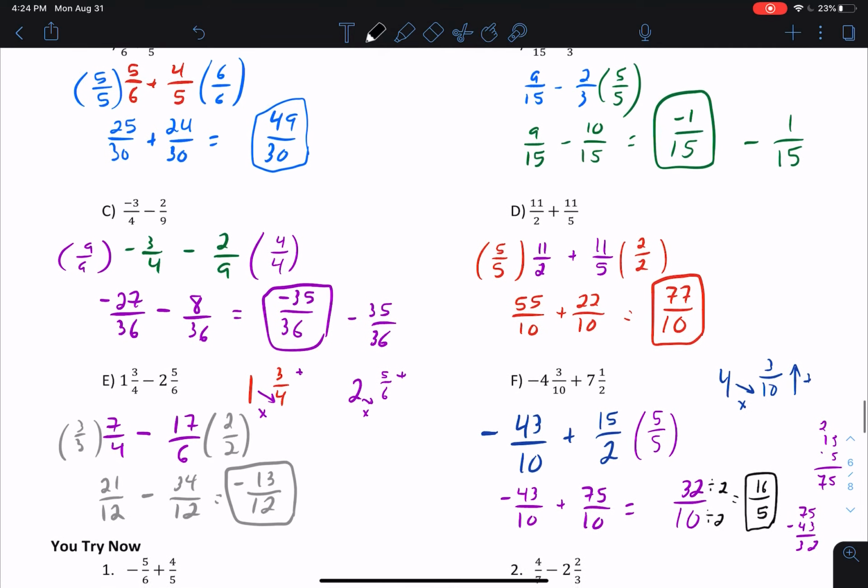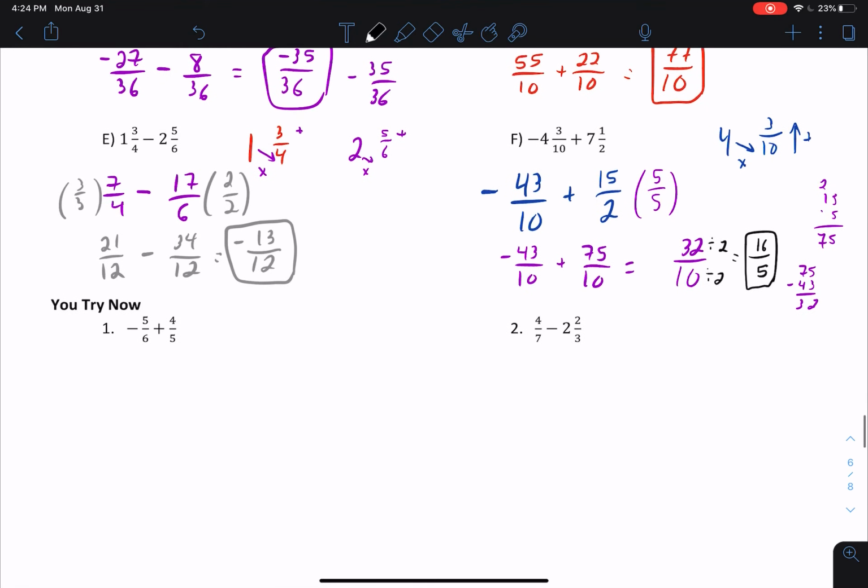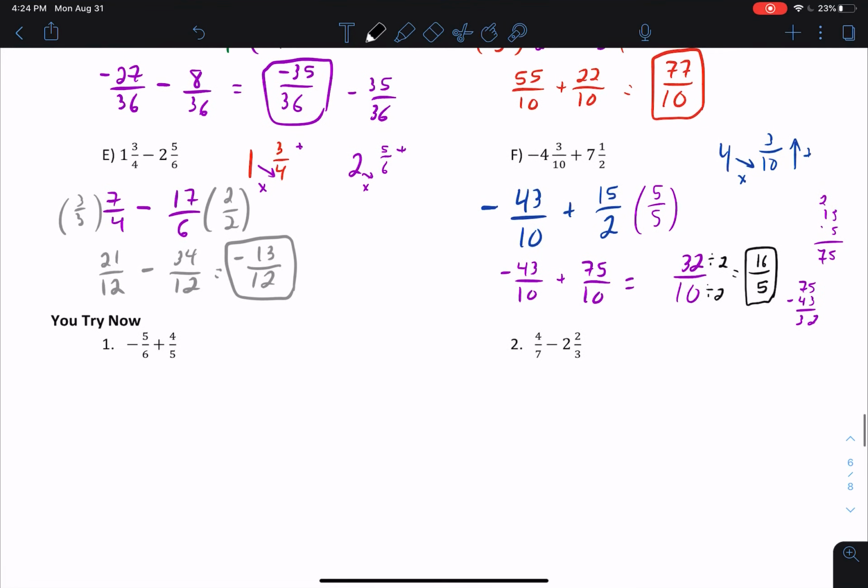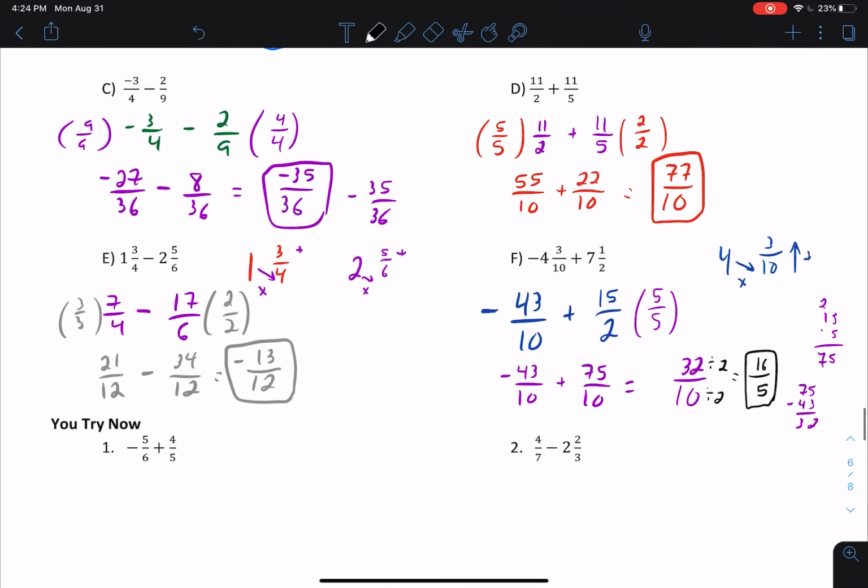All right, if you have any questions, let me know. There are a couple of you try nows if you want to try that out. But adding and subtracting fractions is all about getting those common denominators and keeping the denominators the same, and adding or subtracting the numerators. And then you want to make sure you have the simplest answer at the end.